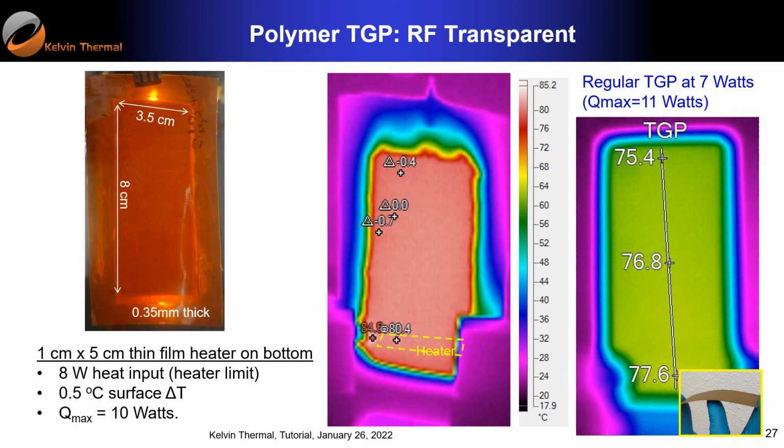Everything is polymer, no more copper, so no millimeter wave attenuation. So this will be excellent TGP for 5G application because it's RF transparent. We already demonstrated feasibility. This should be introduced maybe 2 years from now. So you will have this kind of all polymer TGP available.